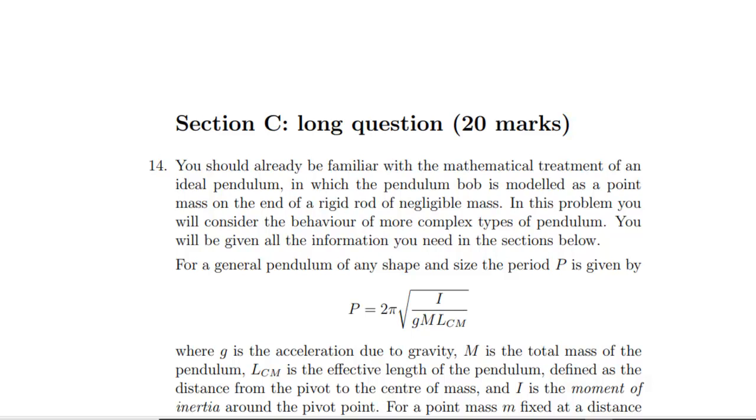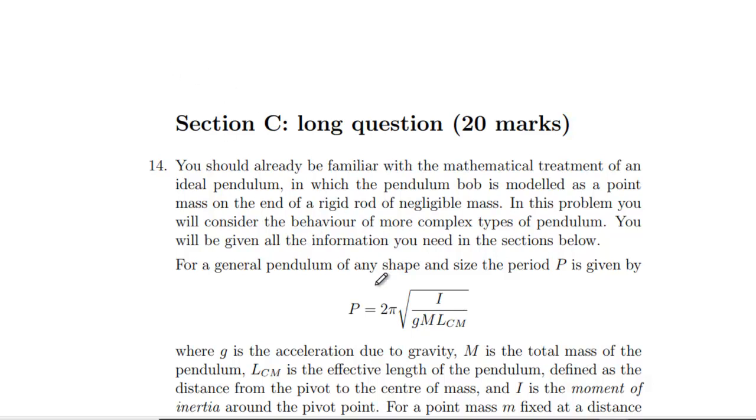So question 14, you should already be familiar with the mathematical treatment of an ideal pendulum. If you're not, go and look at my video on it in the classical mechanics playlist, in which the pendulum bob is modelled as a point mass on the end of a rigid rod of negligible mass. In this problem you will consider the behaviour of more complex types of pendulum. You will be given all the information you need in the sections below. Right, so it's one of these ones where they're testing if we can use new information.